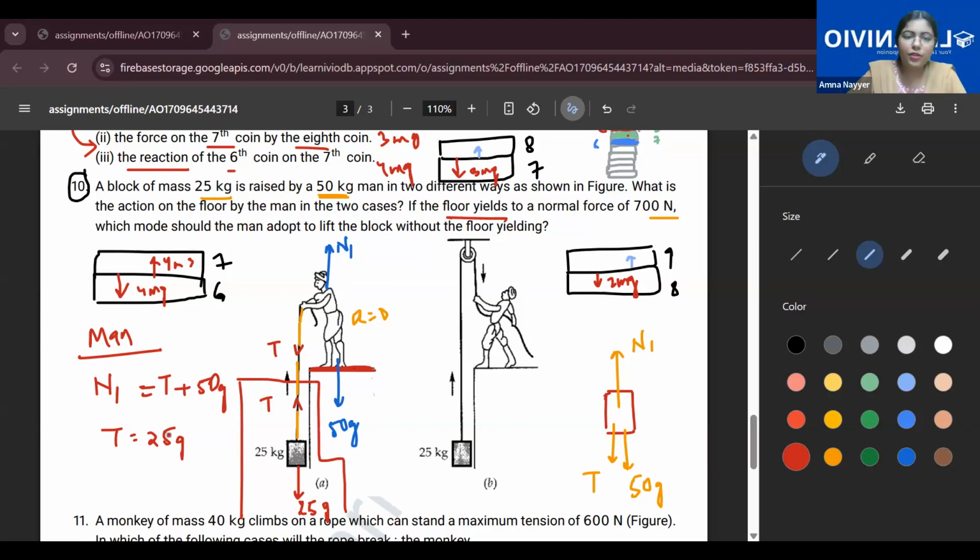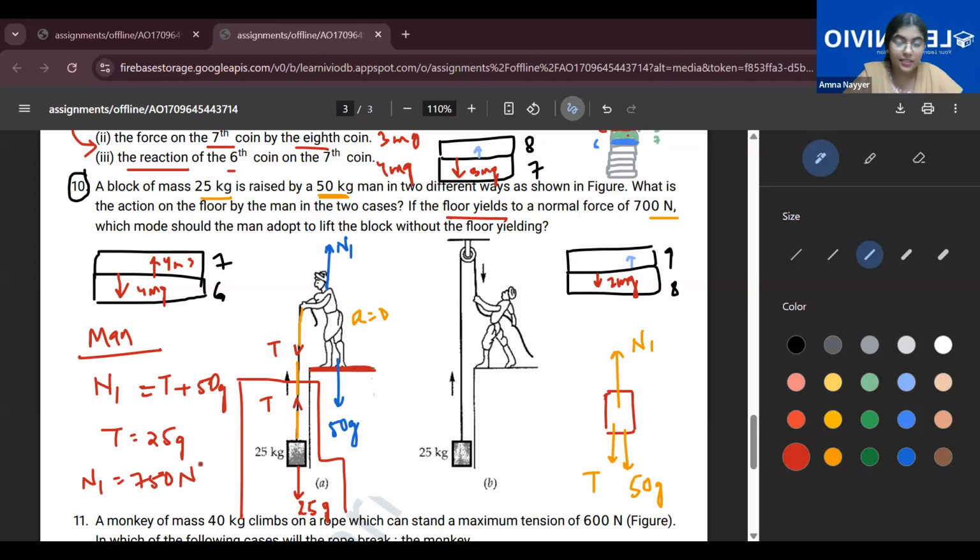Okay. Now see, if you put the value of tension 25, 50, 75g, so around 750 Newton, you will get the normal reaction's value. N1 will be 750 Newton. So this is what you're getting from the first case. Just put it aside because you have to compare it with the second case. Now look at the second case.